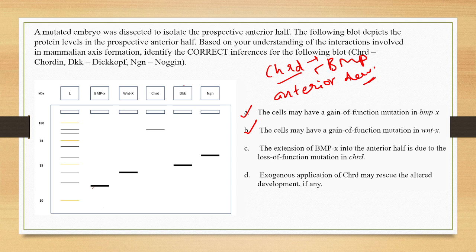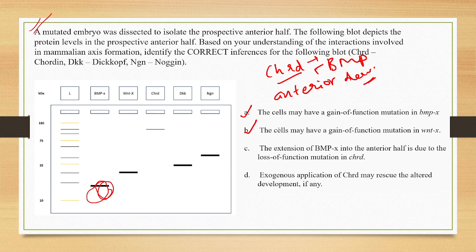Okay, but in this case, since it is a mutated embryo, there has been some mutation. In that mutation you can see that BMP levels are a lot higher here. That means there is some gain of function mutation in the BMP that has led to more expression of BMP even in the anterior region, and chordin levels are very low. In a normal case, the expression of BMP in the anterior part should be less, but this is a mutated embryo. So there has been some gain of function mutation.